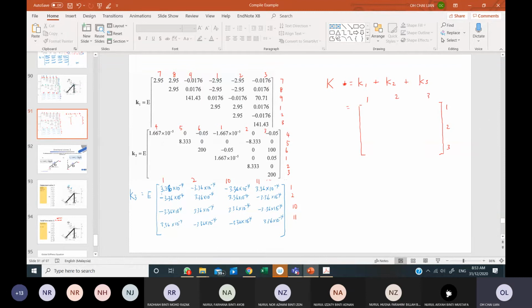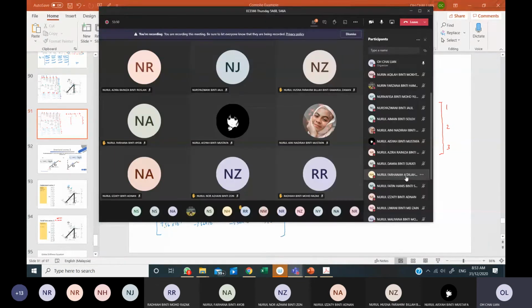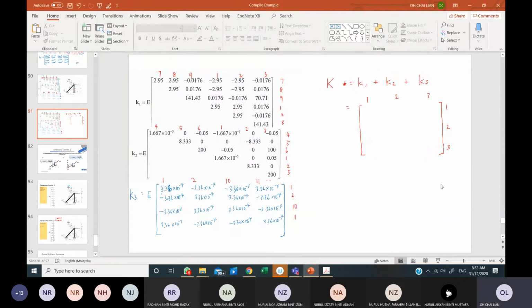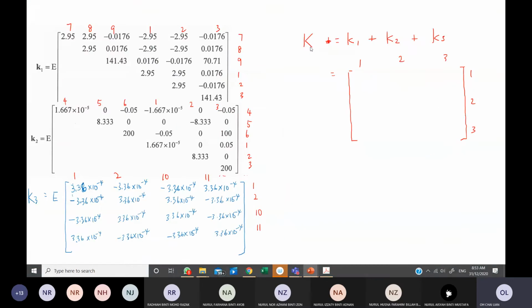Maybe I will call Aini Nadira now. Are you here? Yes, doctor. Can you help me to find this structure stiffness matrix? To find the structure stiffness matrix, we need to sum up all the member stiffness matrices. And everything here is global. Can you help me with this K11 element?